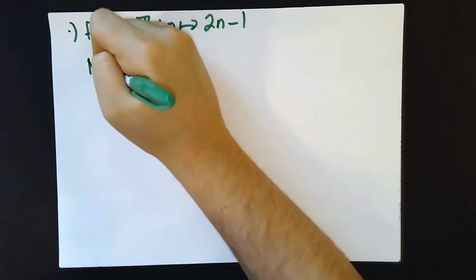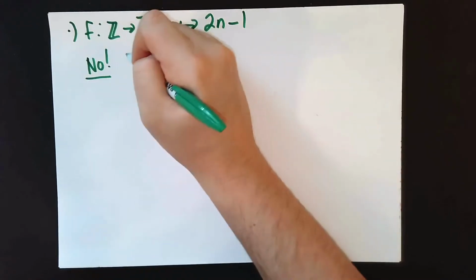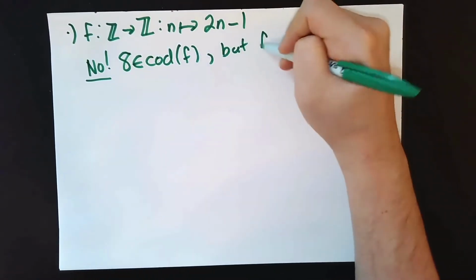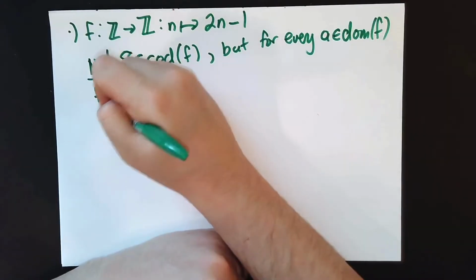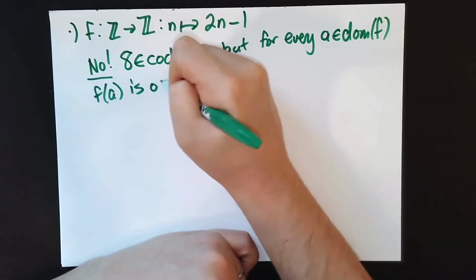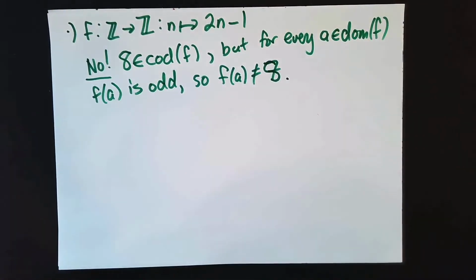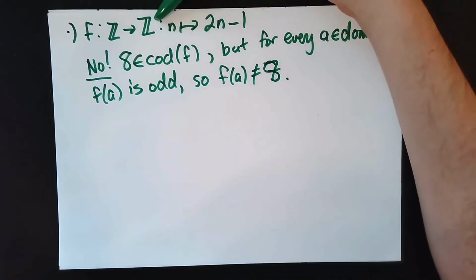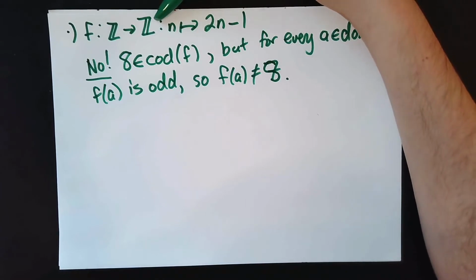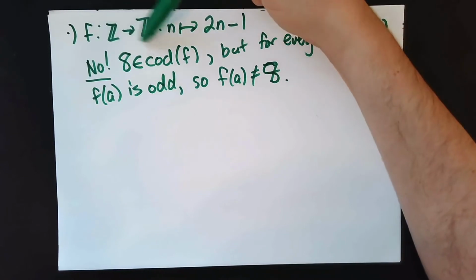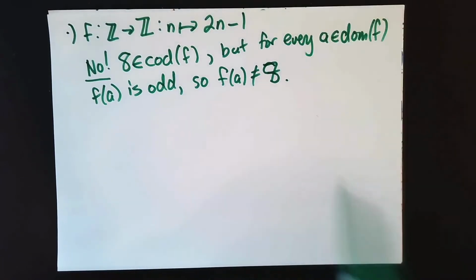So this function is not onto, and why? 8 is in the codomain of f, but for every element in the domain, f of a is odd. So f of a is not 8. Again, I've shown this function is not onto by specifically giving you an element of the codomain that is not an element of the image. That is, the element 8 is here in the codomain, but no element in the domain maps to it.